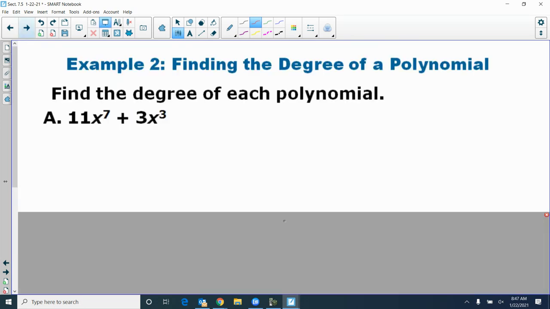All right, so write down this one for A, 11x to the 7th plus 3x cubed. How many terms, Evan, how many terms do you see? 2. Now, you got to find the degree of each term. What is the degree of this first term, Evan? 7. What's the degree of the second one? 3. Take the highest one, 7. So this is 7th degree. Okay? This is the difference when you have more than one term. We got a plus between them.